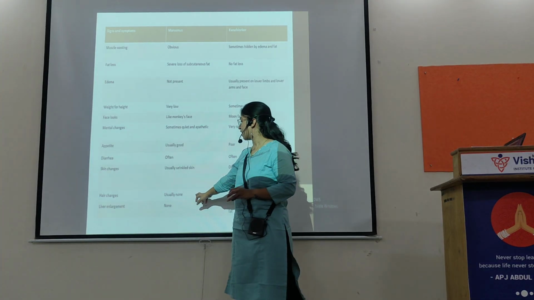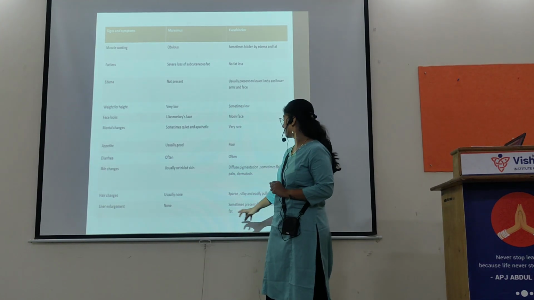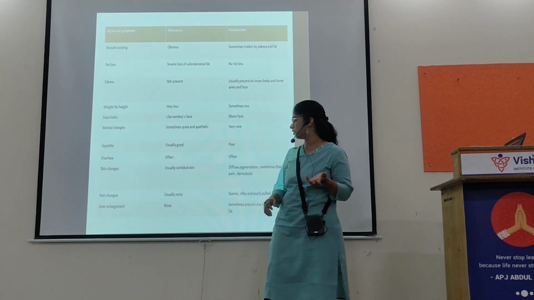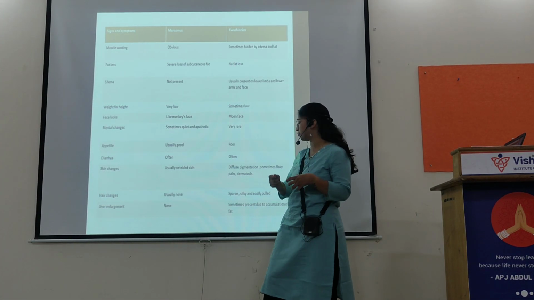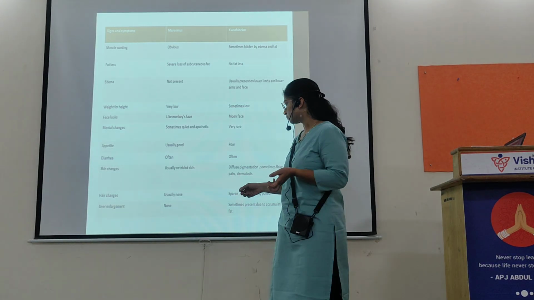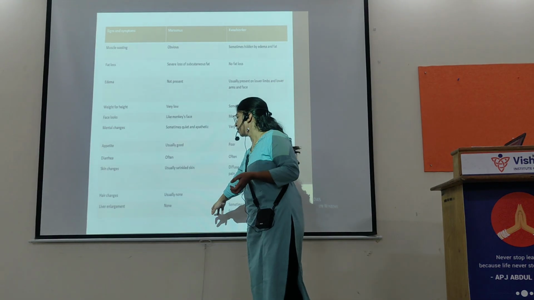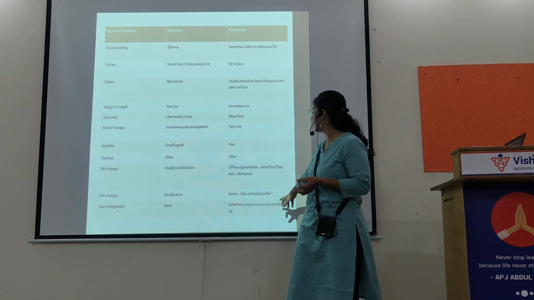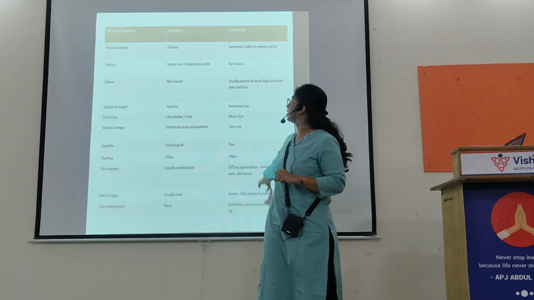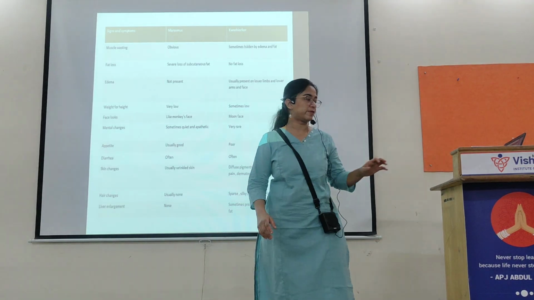So hair changes are usually not there in marasmus, but in the Kwashiorkor side there are silky, easily pulled out, or brownish color hairs. So liver enlargement is not there in marasmus, but sometimes present due to the accumulation of fat. Liver derangement is seen in the Kwashiorkor signs.